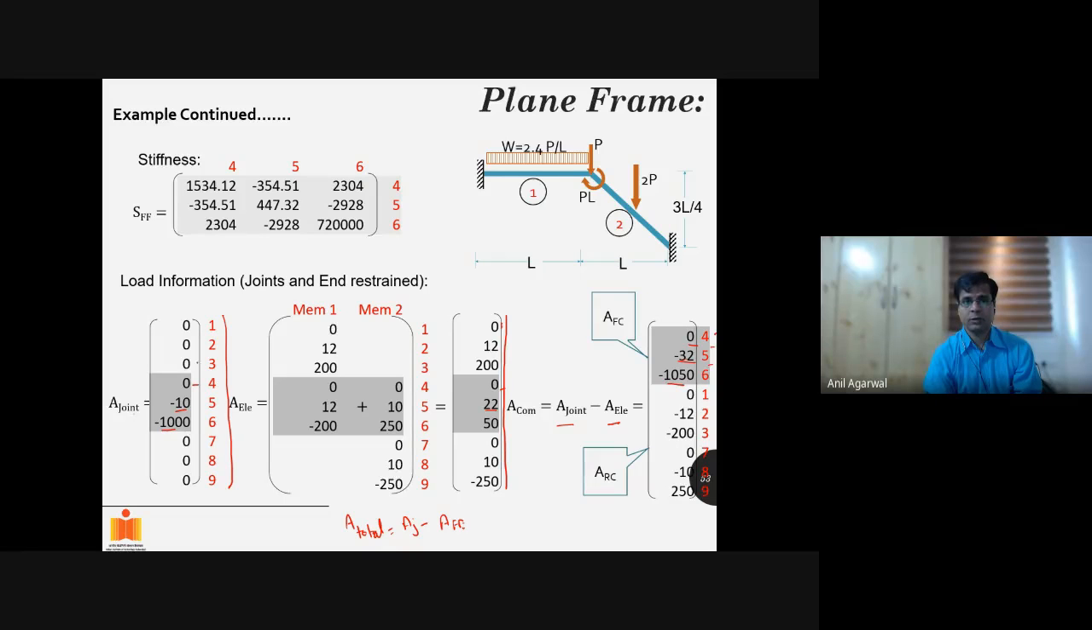Likewise, components 1, 2, 3, and 7, 8, 9 are at the bottom. Okay. So out of this vector, the first three components belong to AFC. The last three components belong to ARC. C stands for combined. So F is free combined. R is restrained combined. Combined means joint plus element. Got it?